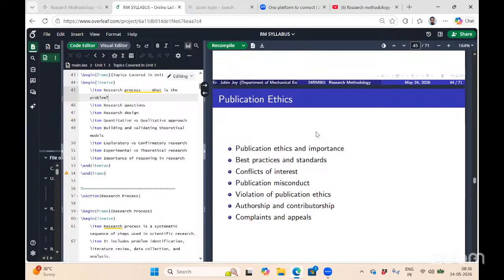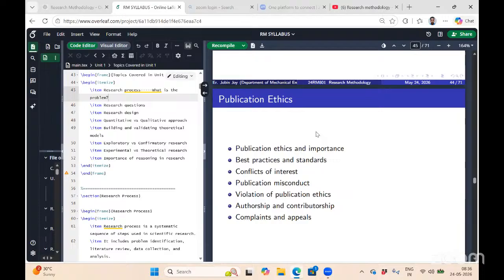When ethical rules are ignored, violation of publication ethics occurs, right? So the examples of violation will be improper citation, fake data reporting, fake authorship. Violation will reduce the scientific trust and research quality. For example, copying content from the internet without giving a reference is a publication ethics violation.